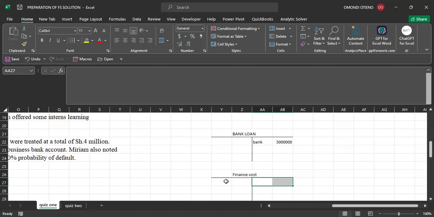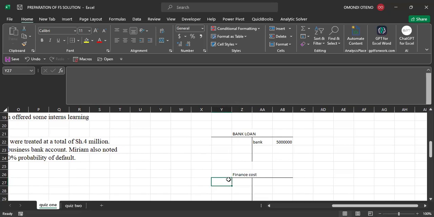So which accounts are we supposed to debit and credit? This interest will be paid at the end of the year. So it is not going to be payable. It will not be a liability. So let's get where the interest will be getting to. Which accounts will be affected? Number one will be finance cost. The other account to be affected will be bank, because you're going to pay this particular interest.